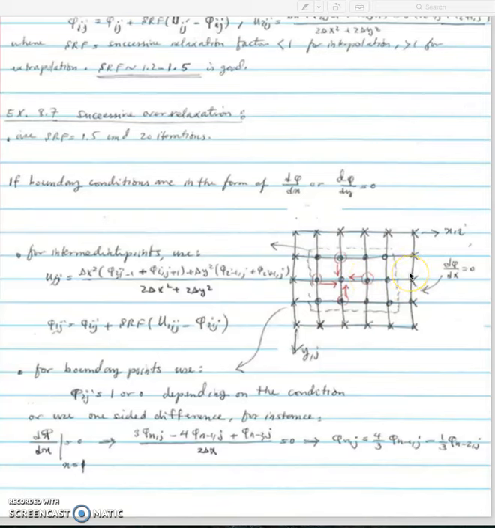You can similarly do the same thing if d phi dy is given, let's say on this edge. Then you have to go along the vertical lines and do the backward difference or forward difference, depending on whether you're on the north side or south side, west side, or east side.